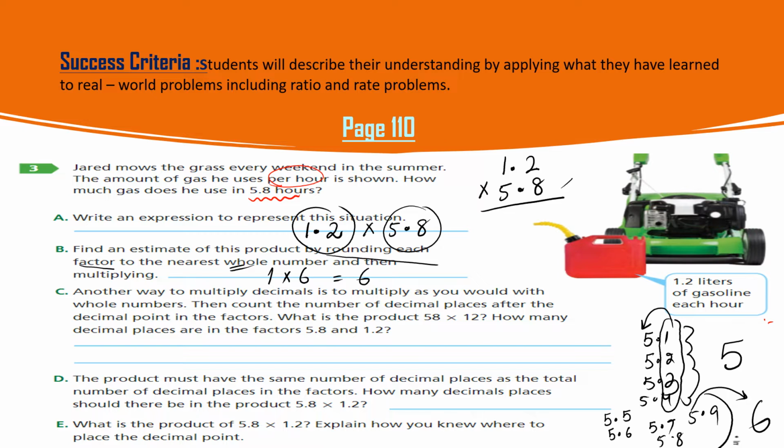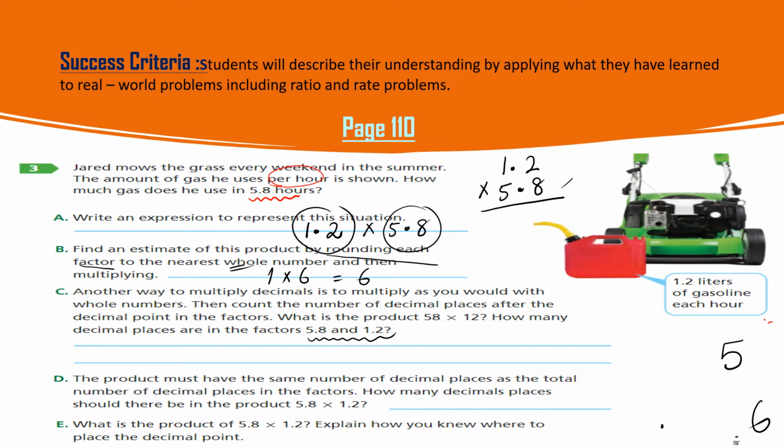Now, another way to multiply the decimals is to multiply the actual value. So find out how to multiply 5.8 and 1.2. Let's try to multiply these over here. 5.8 and 1.2. Multiply normally. We have solved a lot of questions. 5.8 times 1.2. How to multiply it? 2 times 8, 16. So 6 down and 1 carry. 2 times 5 is 10. 10 plus 1, 11. Then we put the 0 sign.